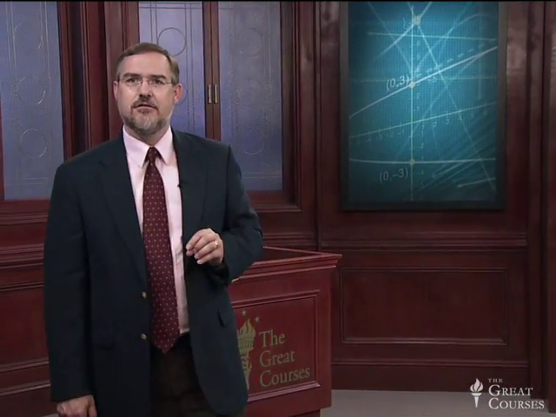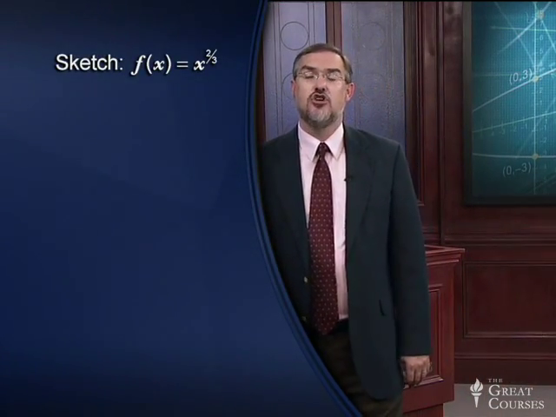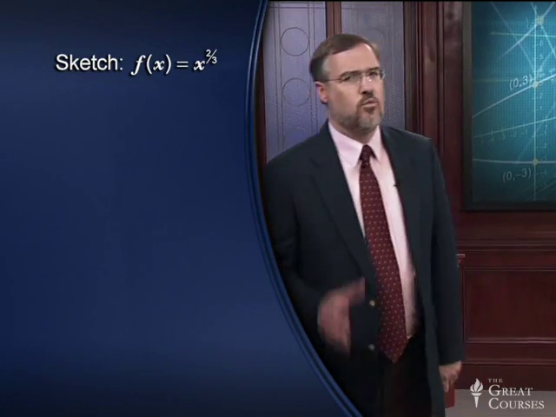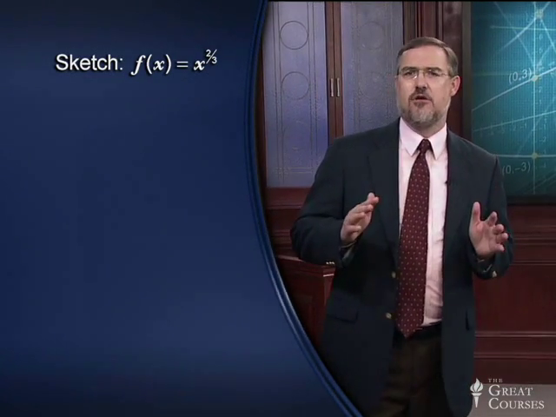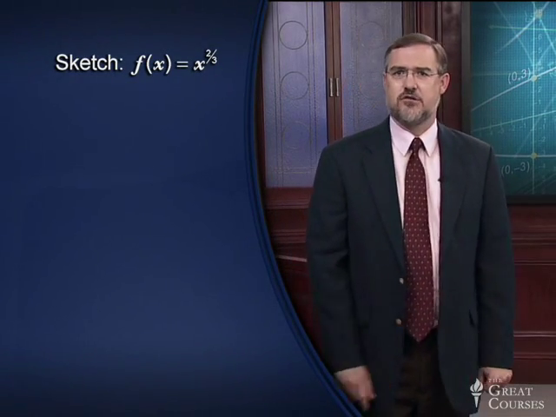Now, let's look at another graphic example of a rational power function, this time where the denominator of the power is odd, but the numerator is actually even. So here's a new twist. Sketch the graph of f of x equals x to the 2/3 power. Okay, now we have to pause and think for a moment about several things before we just jump in and start drawing this graph.